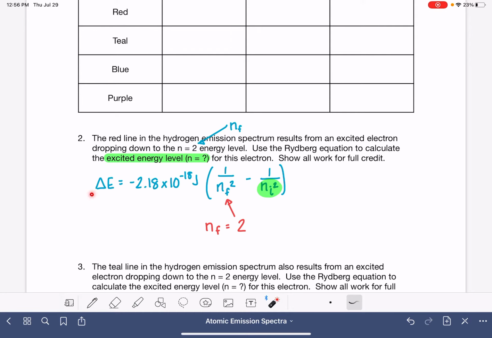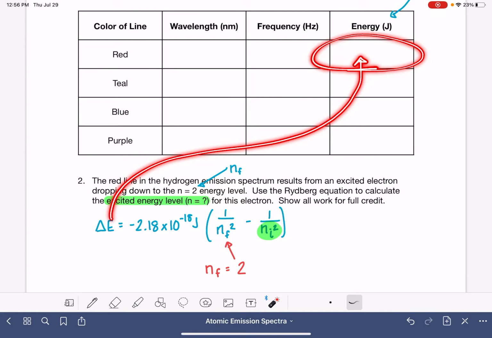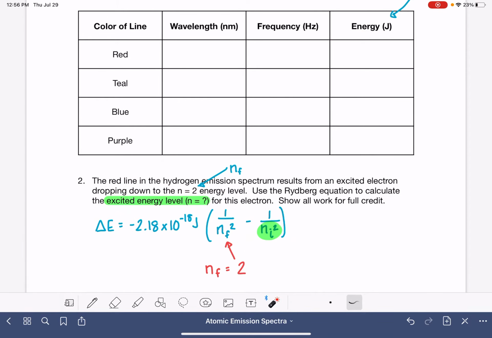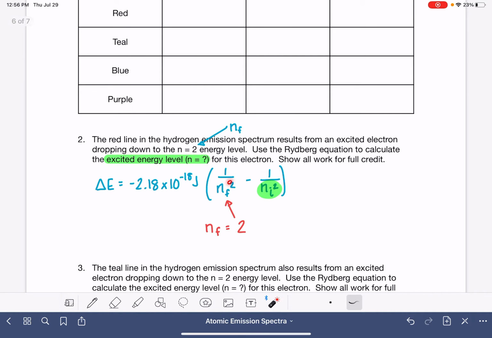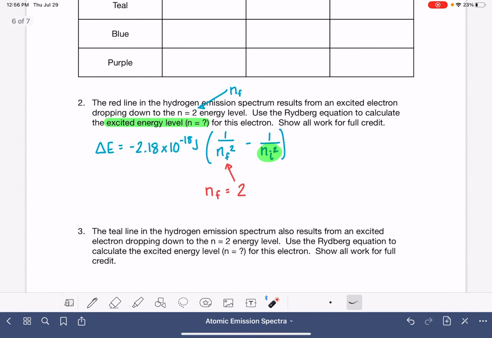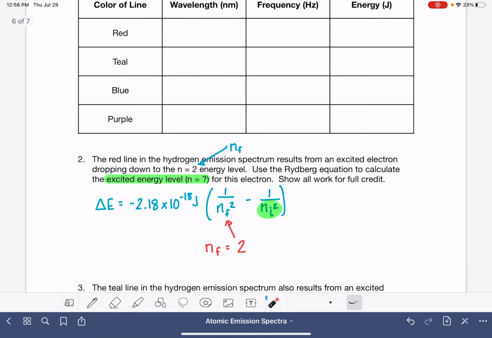And then we also are going to plug in the energy. You're going to be plugging in the energy that you calculated for that particular electron. So whatever number you got up here for the red line, that's what you're going to plug in to this spot. And then you're just going to do the math and solve for n initial. You'll want to be really careful with the squaring and all that kind of stuff. And then you'll do the exact same thing with the teal line. So this time you'll be using the energy of the teal line.